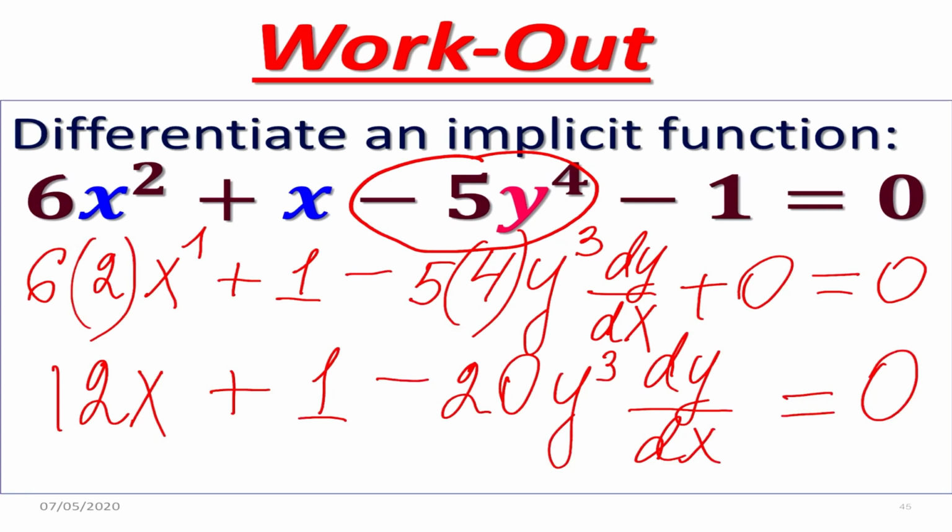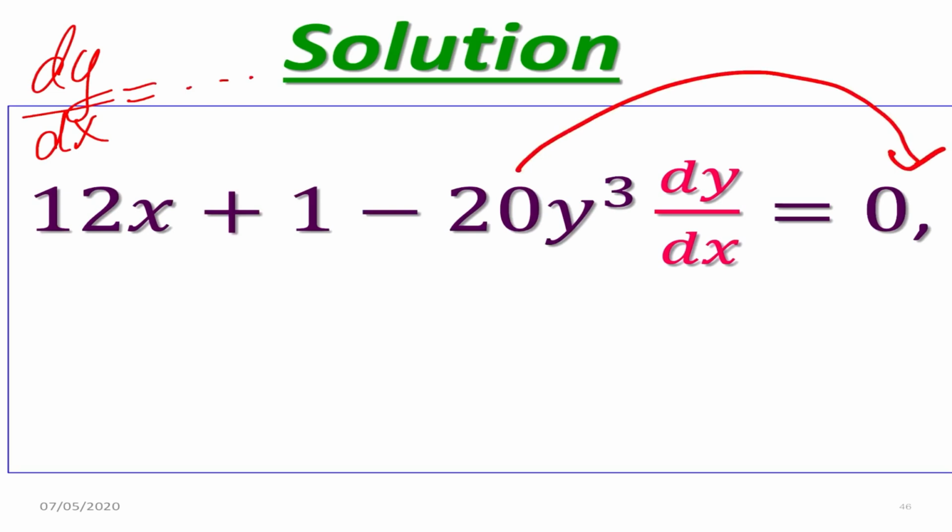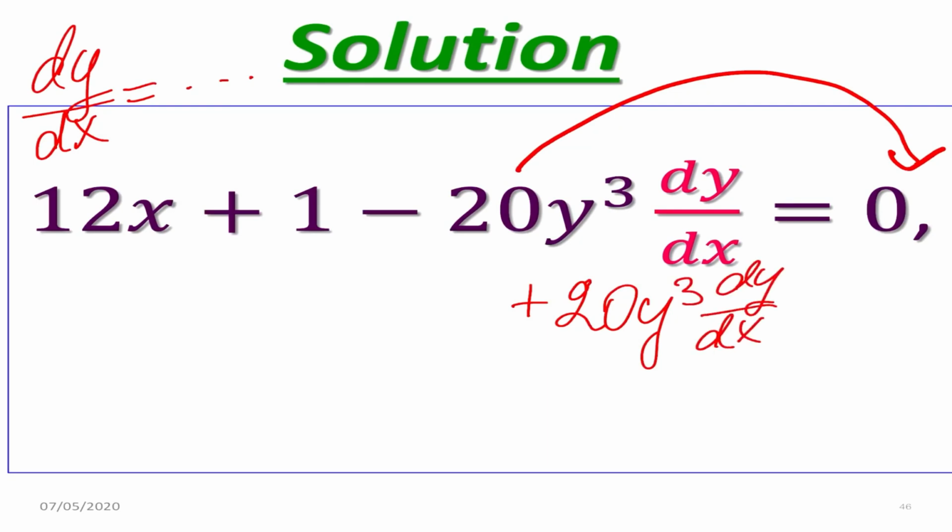And the next step, we want to solve it for dy dx. So we want to express, in other words, dy dx in terms of the other variables. So use your basic algebra skills to solve for dy dx. And I think the best way, since dy dx appears in a negative term, so we have a negative in front, is to move this term to the right side by adding 20y cubed dy dx to both sides of your equation.